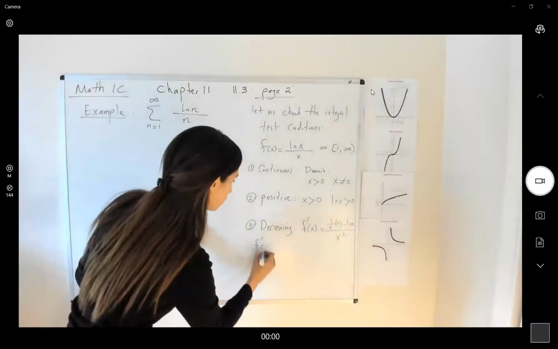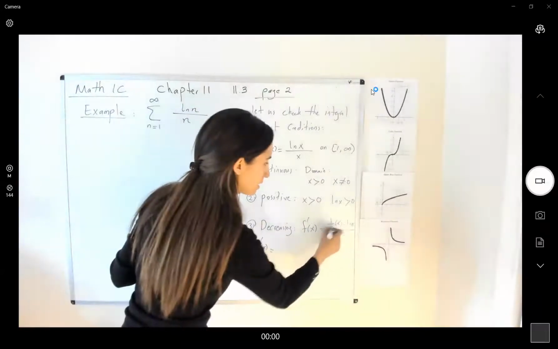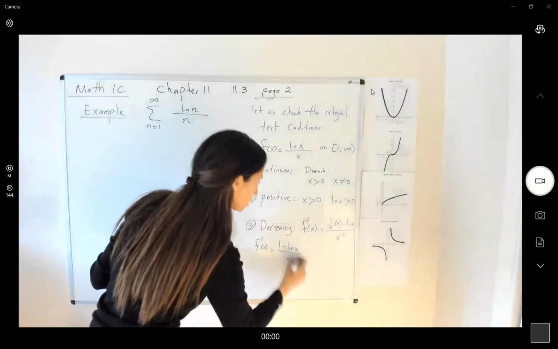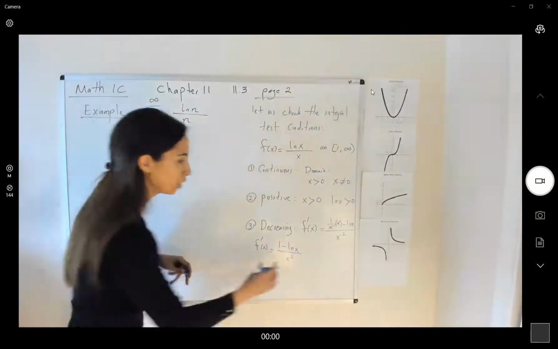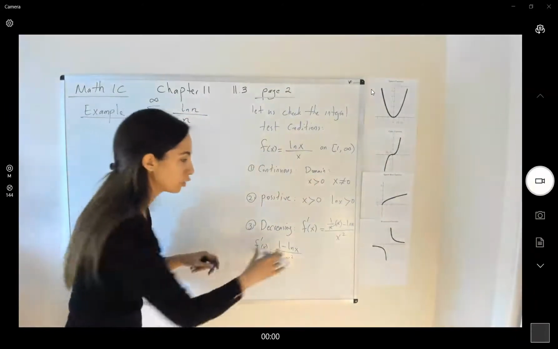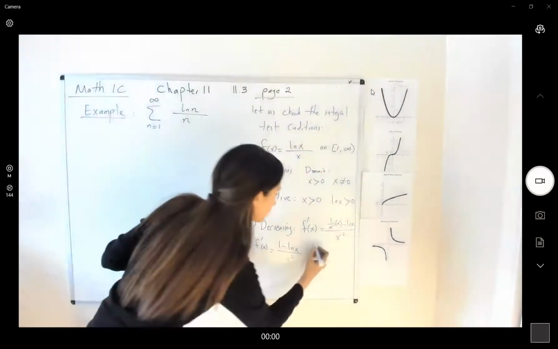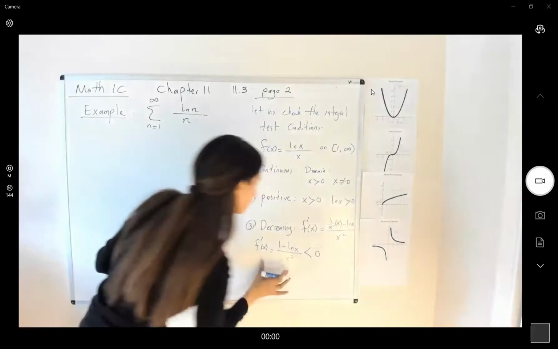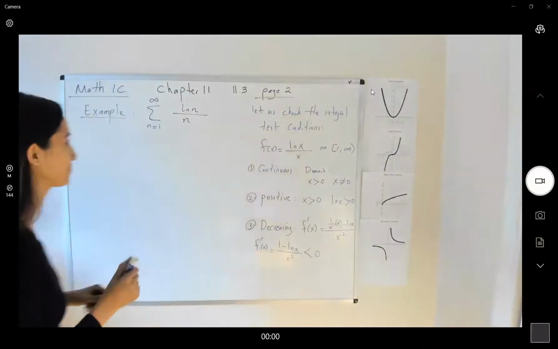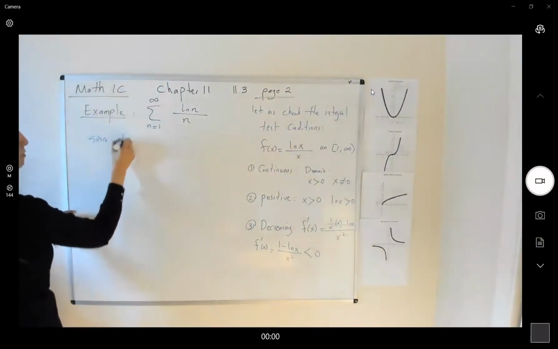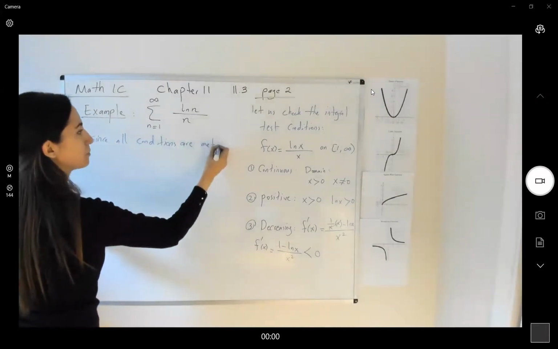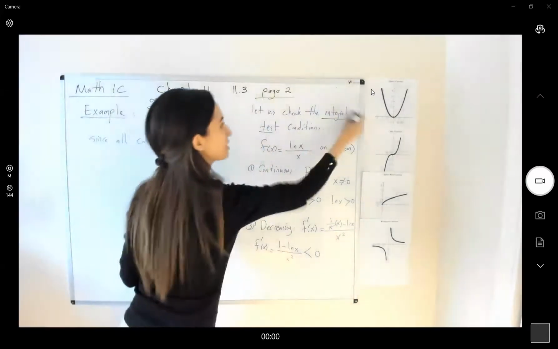So the derivative of this function is equal to, if you cancel out these two, on the numerator you have 1 minus ln of x, divided by x squared. Very well. Your denominator is always positive, and on 1 to positive infinity, your numerator is negative. So since your numerator is negative, the derivative of the function is going to be negative, and you have a decreasing function. So since all conditions are met, you can apply the integral test.